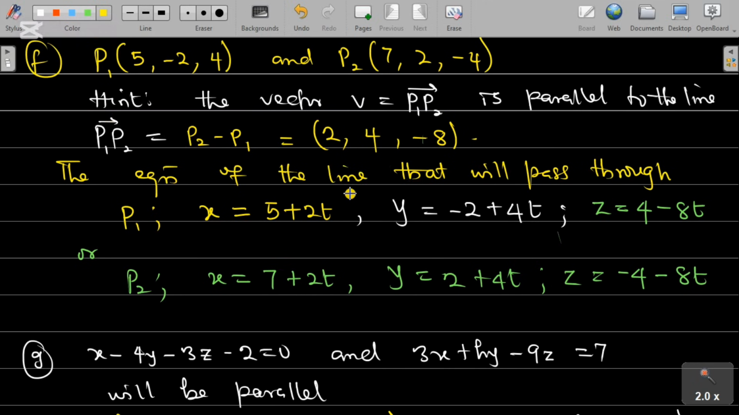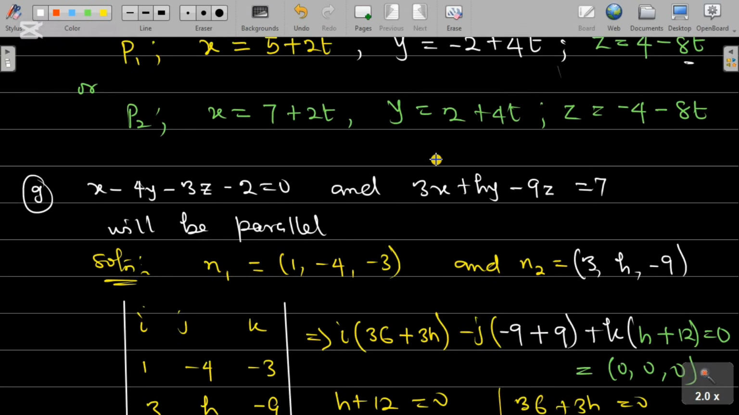And how did that happen? That was the vector that formed the coefficient of t in both parametric equations that we got. So you could see the coefficient of t here in x is 2, the coefficient of t in y is 4, and the coefficient of t in z is -8.